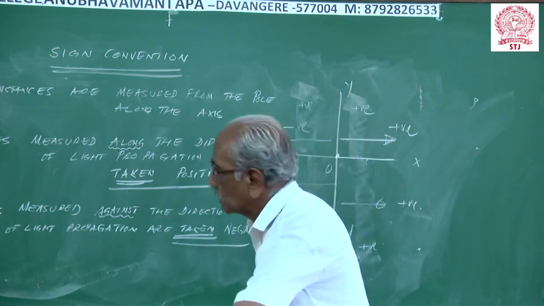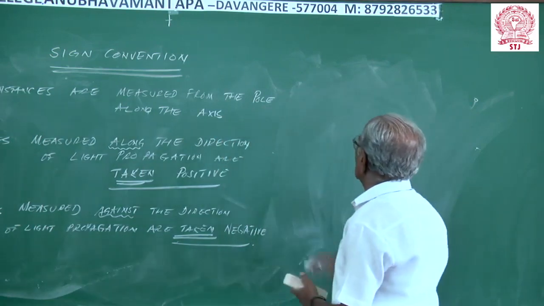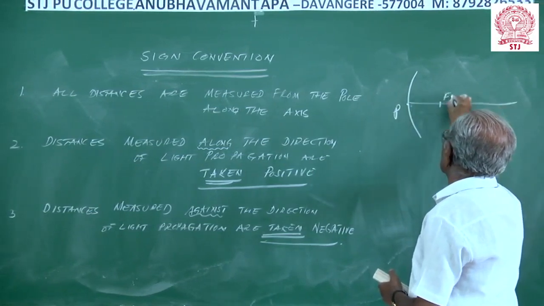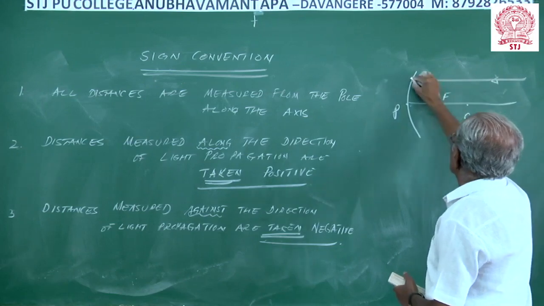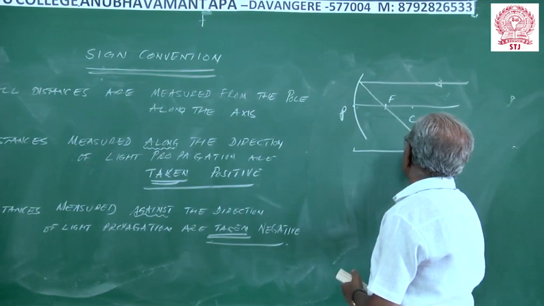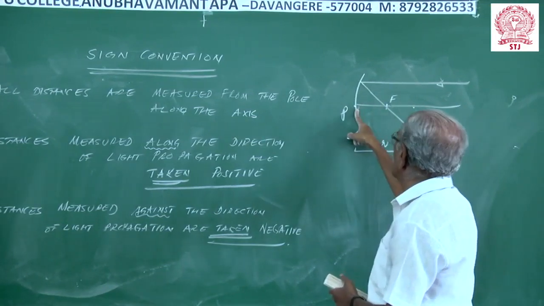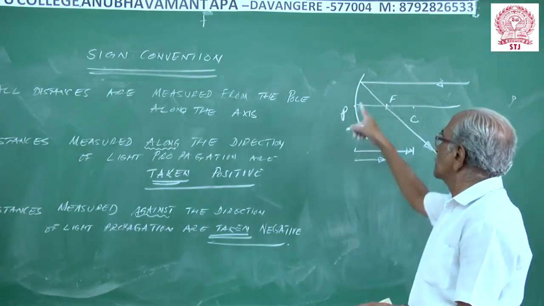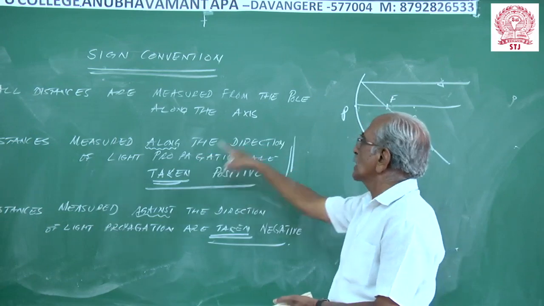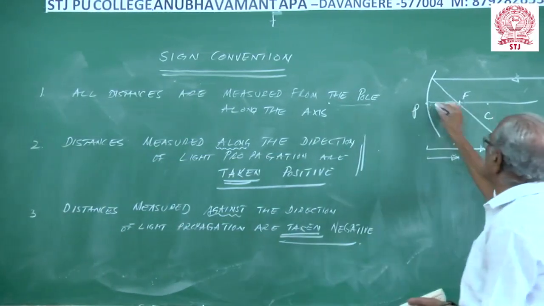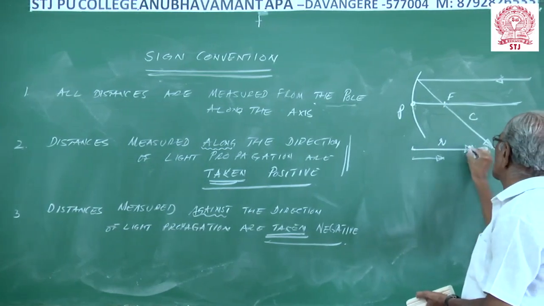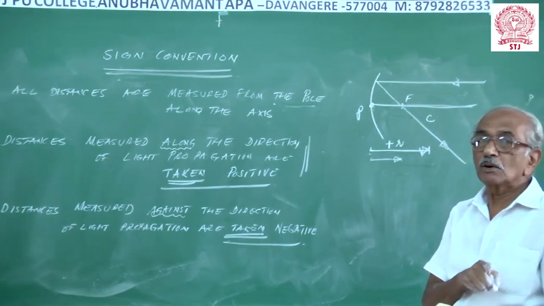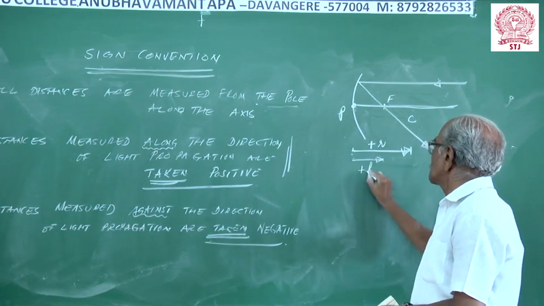Now similarly, here we have a notation. Say if you have a convex mirror, we define the pole, we define the center of curvature, we have the concept of focus. Now light comes here, passes through here like that. Now these are the distances here. Distance of the center of curvature from the pole. Distance of the focus from the pole. See, like this. So we measure all distances along the axis from the pole. So this is the reference point. Now this distance of C from the pole is plus R. They are taken positive. Please note they are not positive by nature. They are taken positive. Now this is also taken positive.